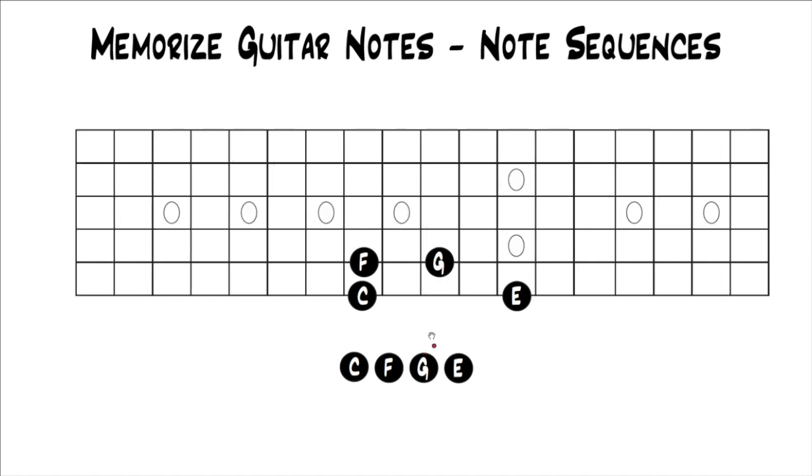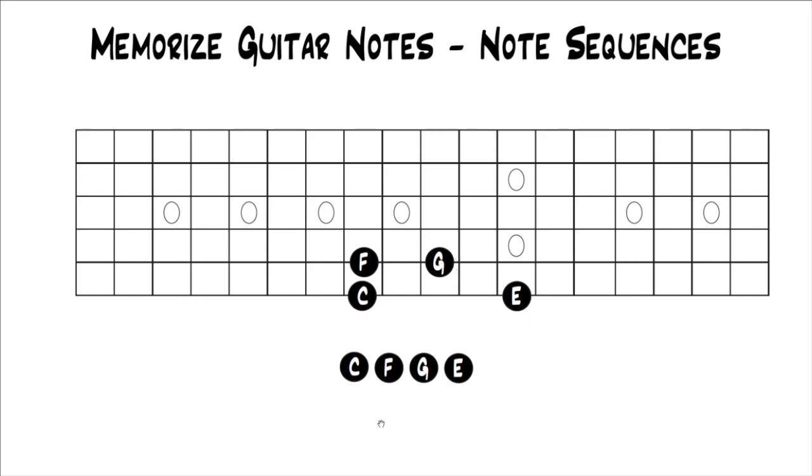If I turn this into a sequence on the 6th and 5th string, then I would have my C here. I would then drop down towards the floor to play the F. Then I go up and play the G on the same string, which is the 5th string. And then I'd play the E on the 6th string. So C would be 1, F would be 2, G would be 3, E would be 4. That would be the order you played those notes in.